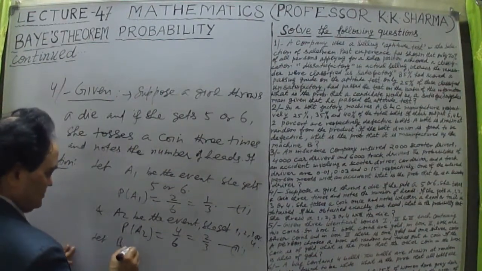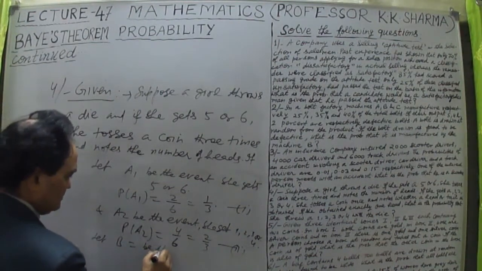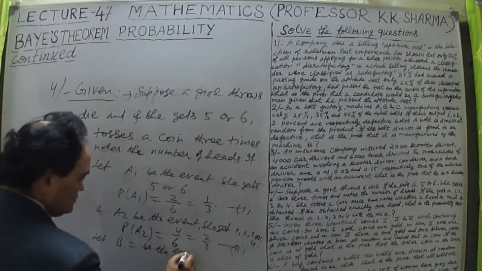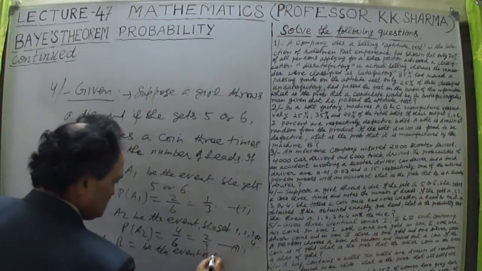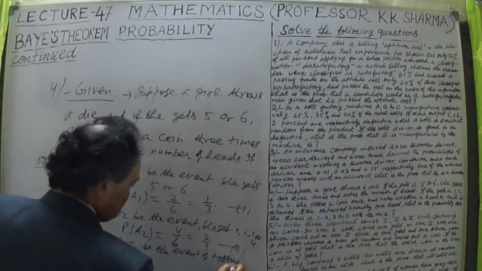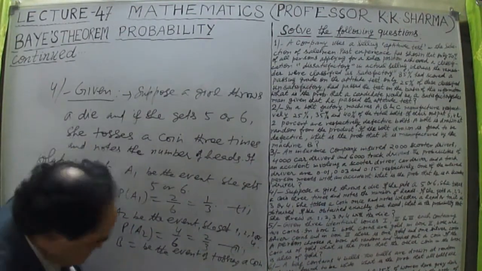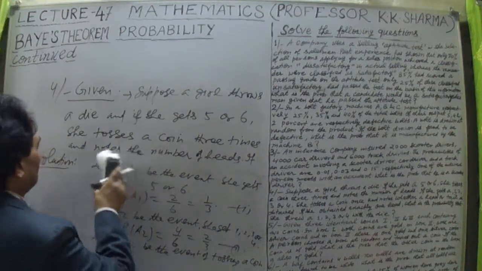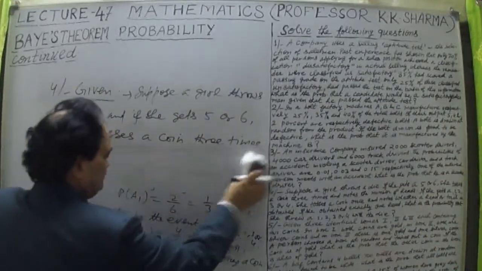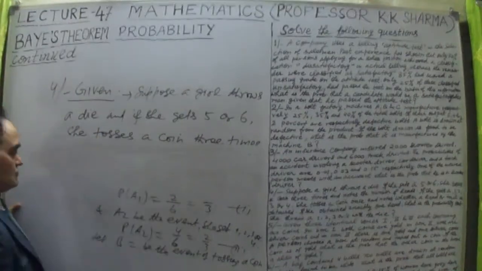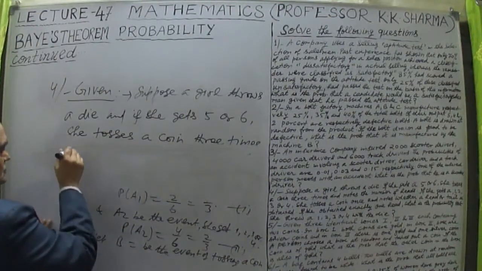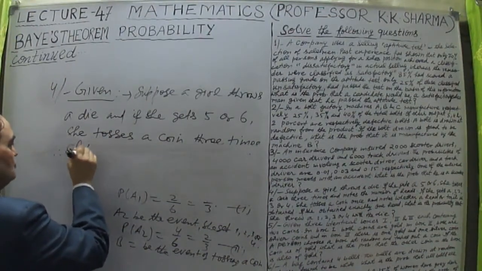What is that event? Let me first find that event. Let B be the event of tossing a coin. What is the probability of the first case? Let me take it here. Therefore, solution, let me take the solution here.